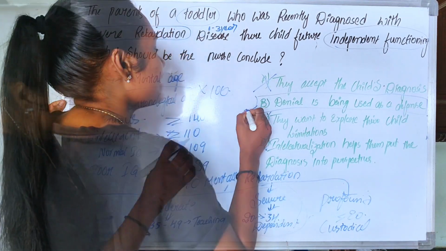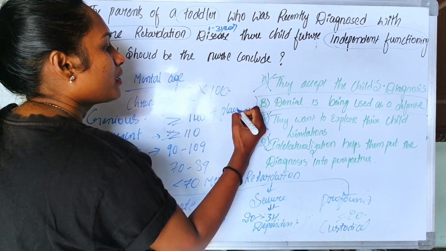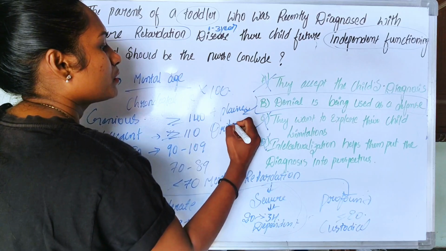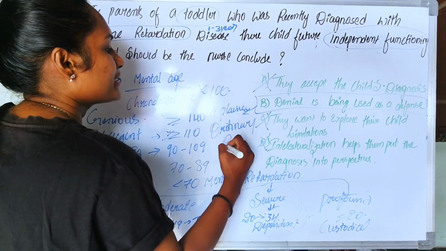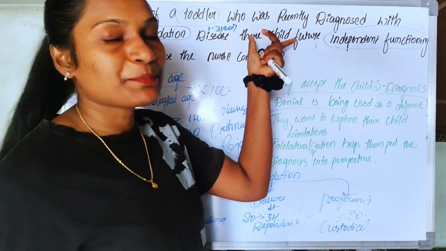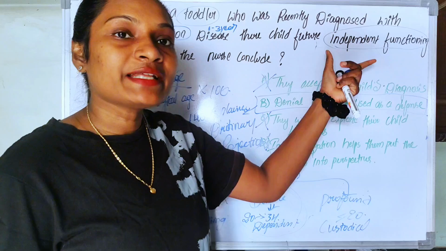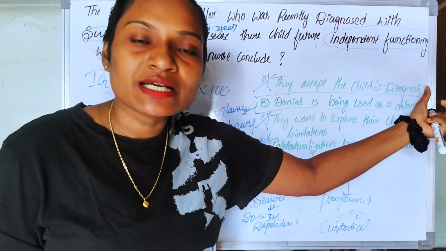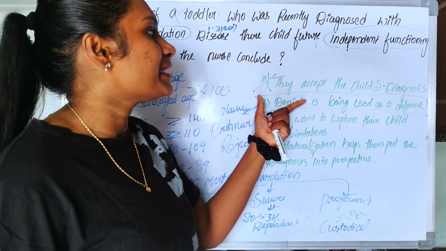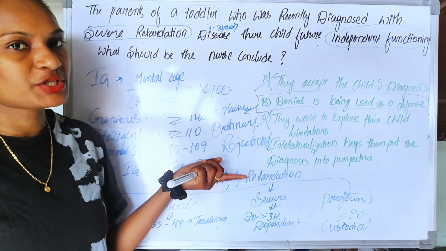Why? Denial means a plain, ordinary rejection. Here they are not accepting the child's diagnosis. They are denying and they are re-questioning the nurse about when he can do their functioning. So here denial is used. So the answer is option B. Move on to the next question.